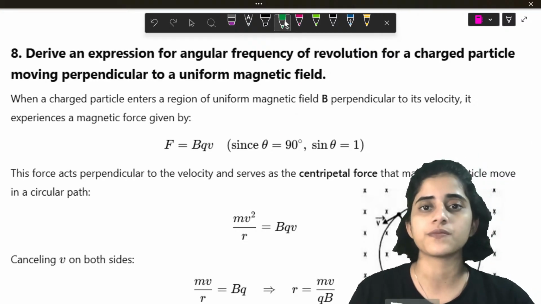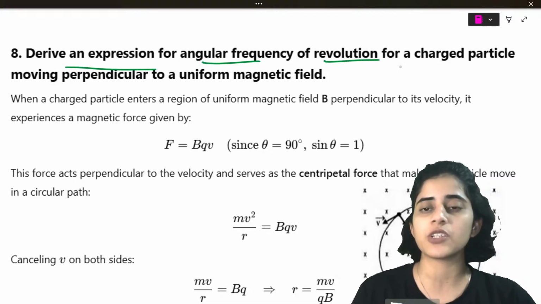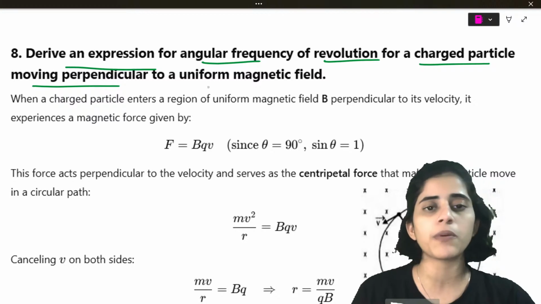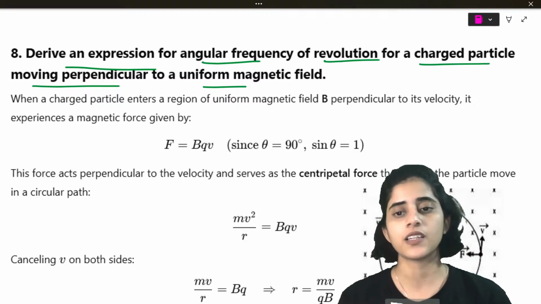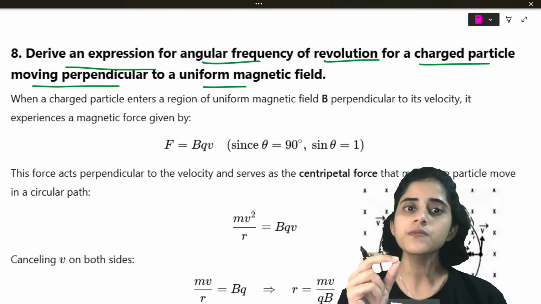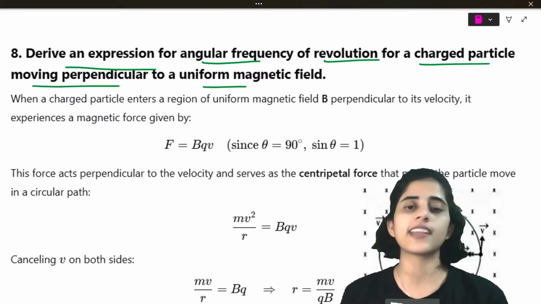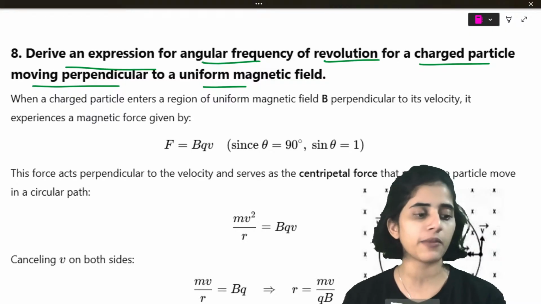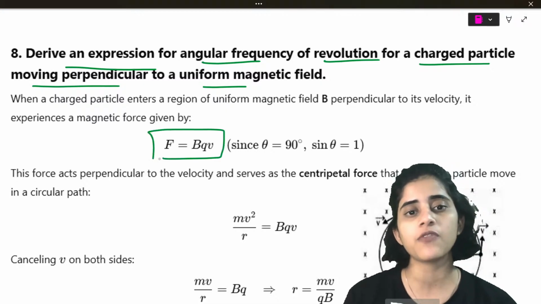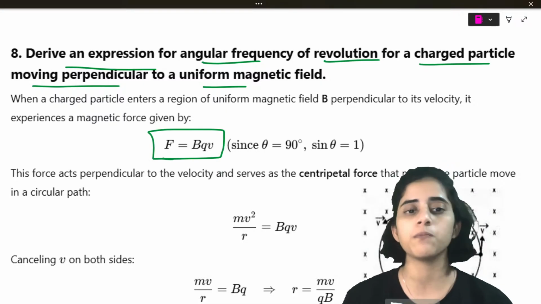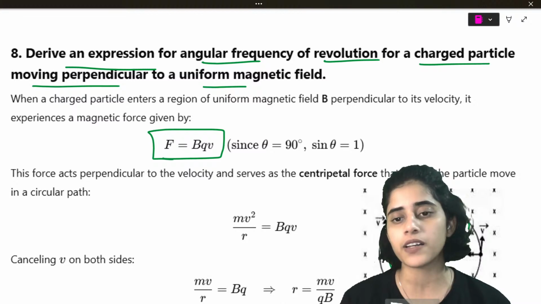Next question. Derive an expression for angular frequency of revolution for a charged particle moving perpendicular to a uniform magnetic field. So you have a charged particle moving perpendicular to a uniform magnetic field. Obviously it will experience a force, and the force is given by F equal to QVB.